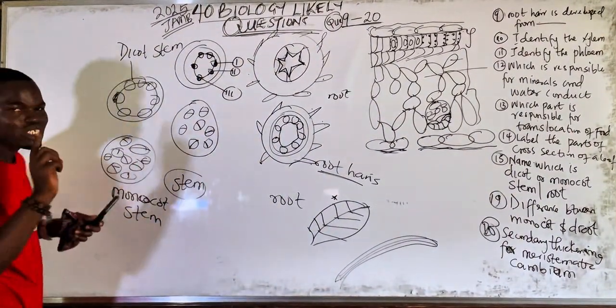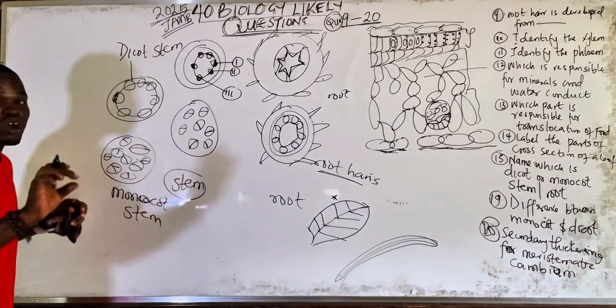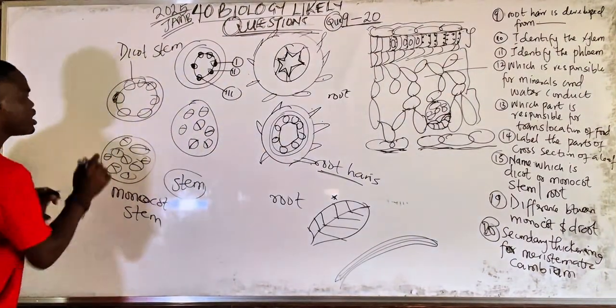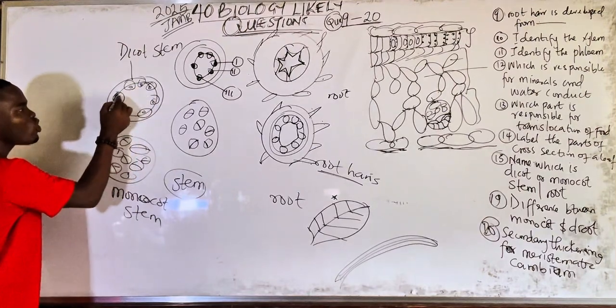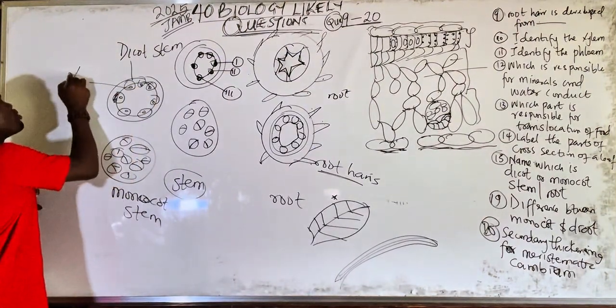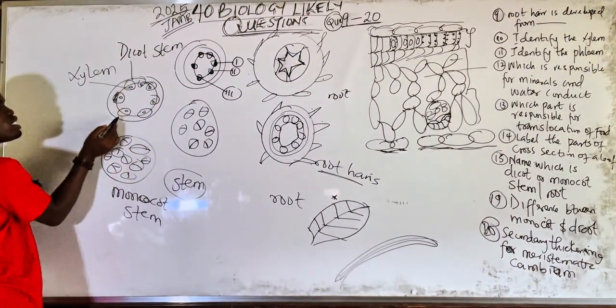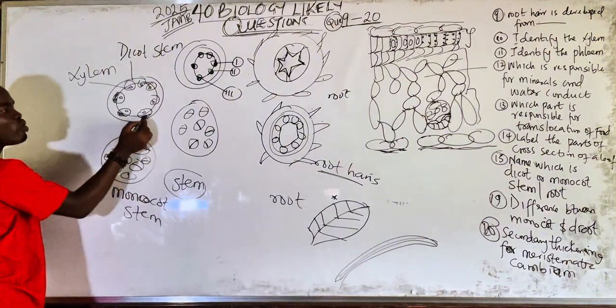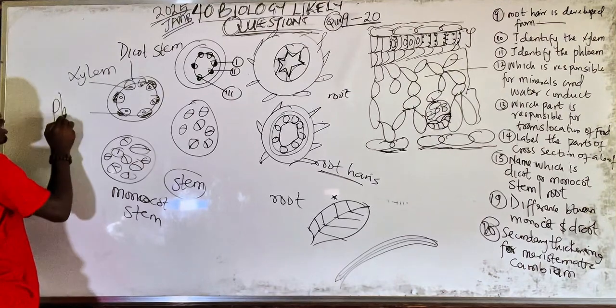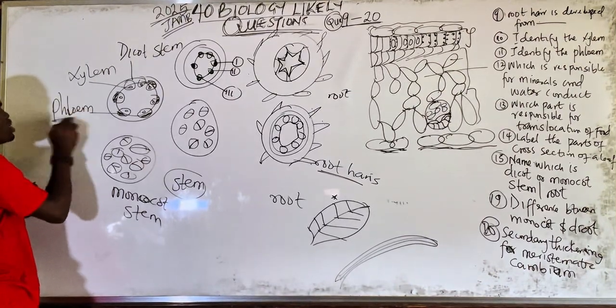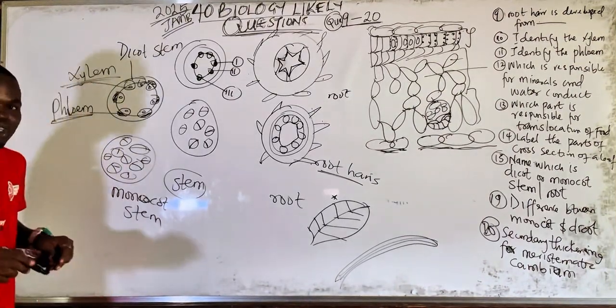Because xylem is always towards the center, that means this part you are seeing inside here is xylem. This part you are seeing outside, this shaded part, is the phloem. Please take note of what I'm teaching you because of the exam.